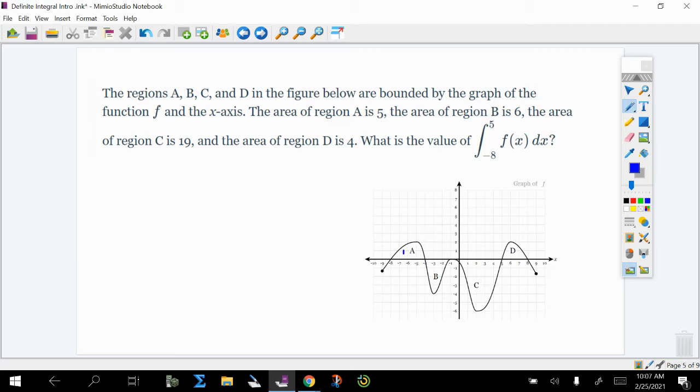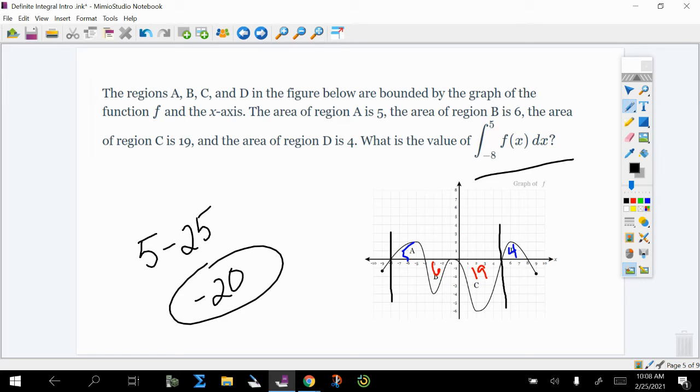So they tell us that A has an area of 5, and I'm going to do D because it's above. It has an area of 4. And then below the x-axis, I have B has an area of 6 and C has an area of 19. So that's another way you can show those different areas. It wants to know the value of the integral from -8 to +5. So -8 is going to start here and +5 is going to end here. I like to do that to make sure I don't include stuff that's not being asked about. So I have 5 square units above. I have 25 below. So I'm going to subtract the 6 and the 19 because they're both located underneath. I'm going to get -20, and that is going to be my answer for my definite integral.